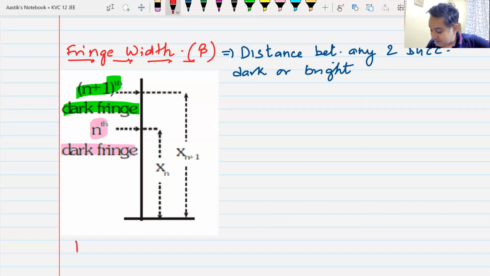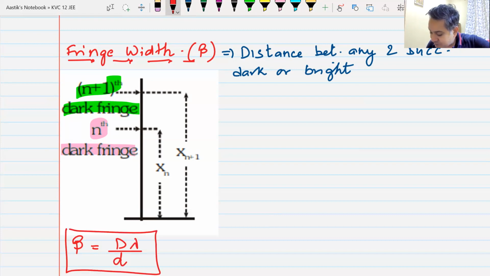Fringe width is denoted by the letter beta, and if you put the formula for the dark fringe or the bright fringe, you will end up with the formula capital D by small d times lambda. So you put the value of n as n, and then you put the value of n as n plus 1 or n minus 1.